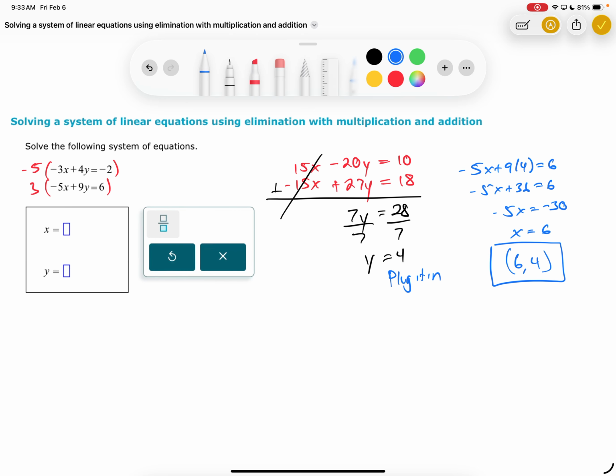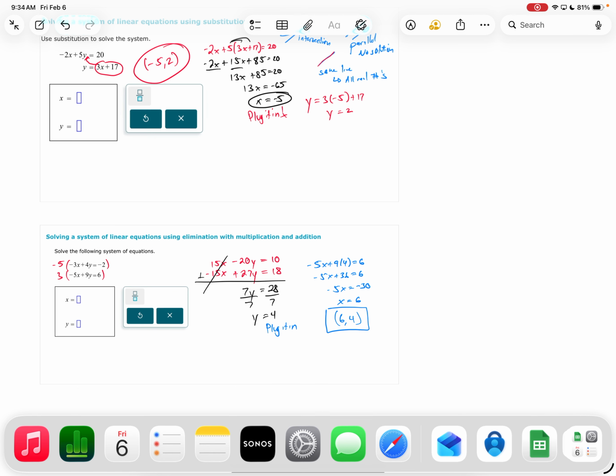I will say ALEKS does a good job on these to not give you fractions. So if you're ever working a problem and you get a crazy fraction or decimal or something like that, you probably just missed a minus or a negative somewhere, so go back and check your work. It should just give you a nice and easy integer like that.